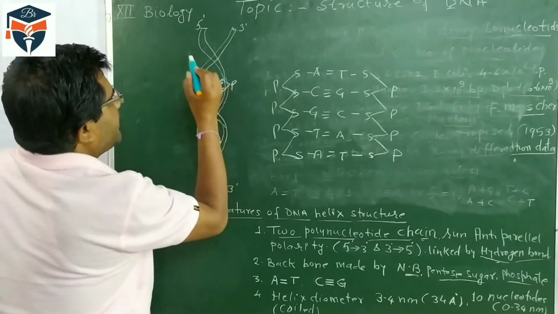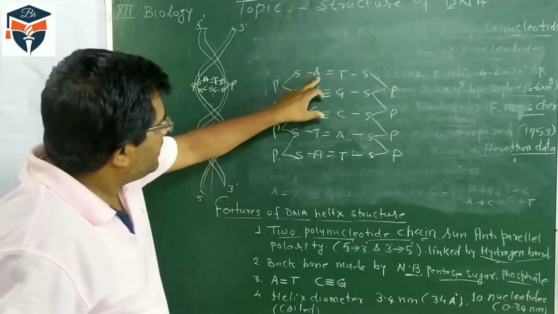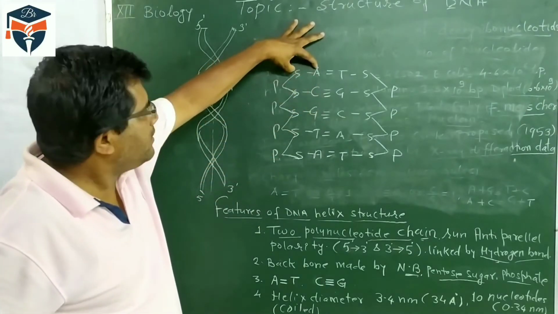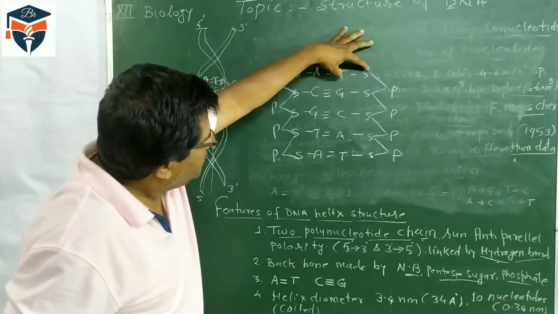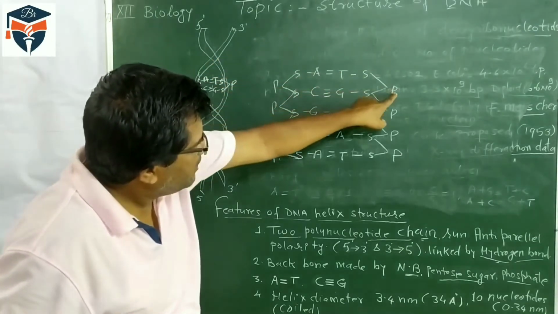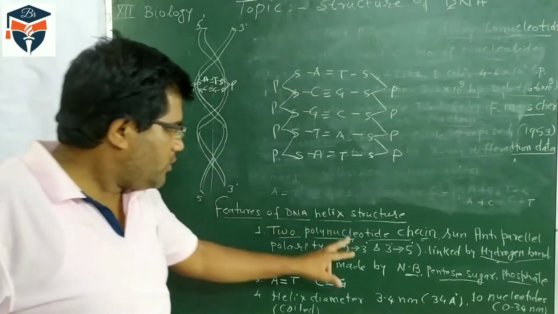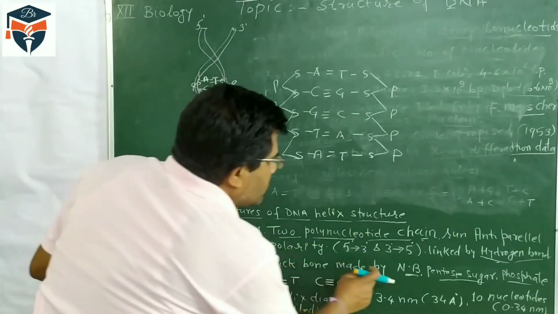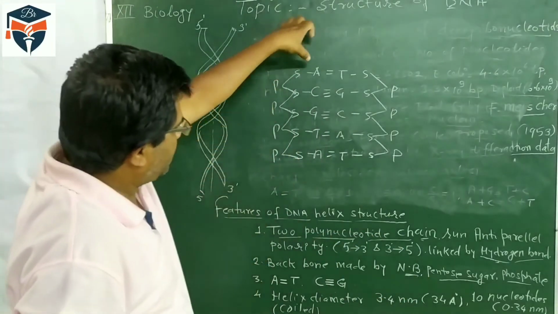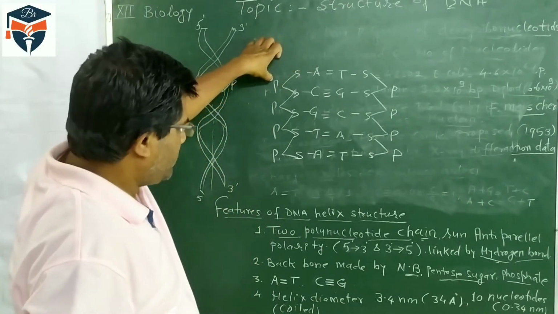So in this structure, here adenine plus sugar is a nucleoside, then added with the phosphate, it is one nucleotide. This is another nucleotide, and this is another nucleotide. There are many nucleotides, so it is called a polynucleotide. So the backbone of the DNA molecule is made up of what? Nitrogenous base, pentose sugar, and phosphate molecule.